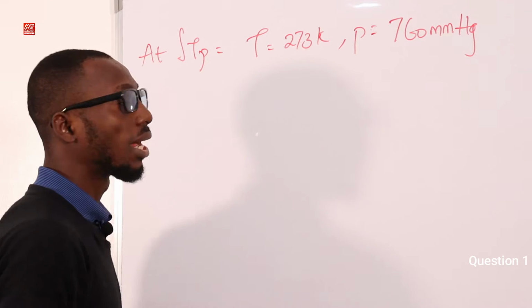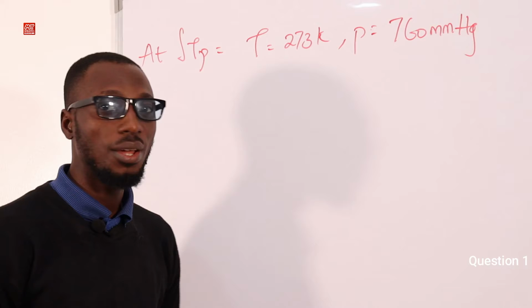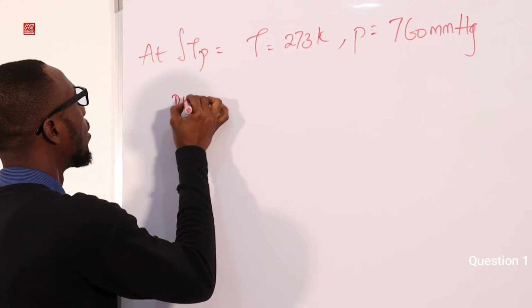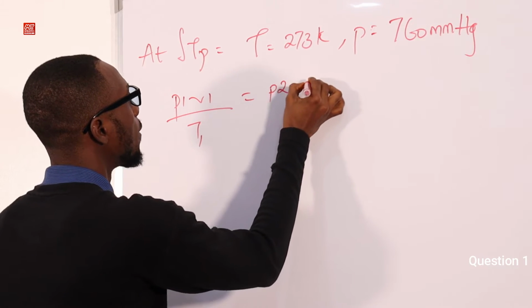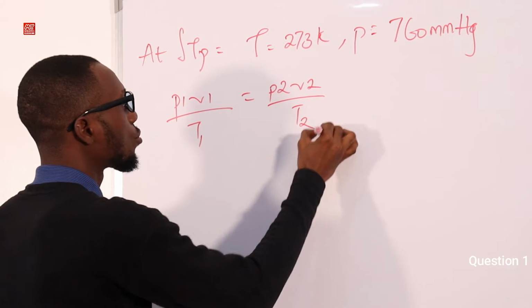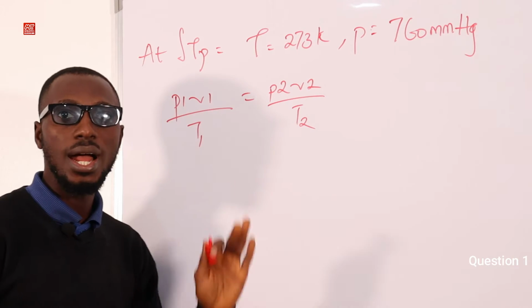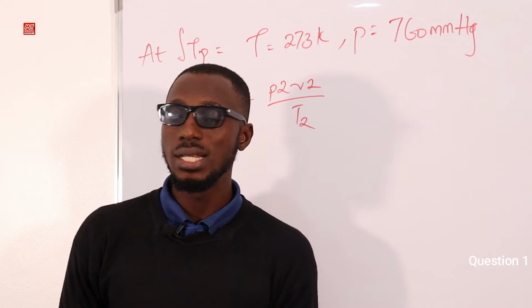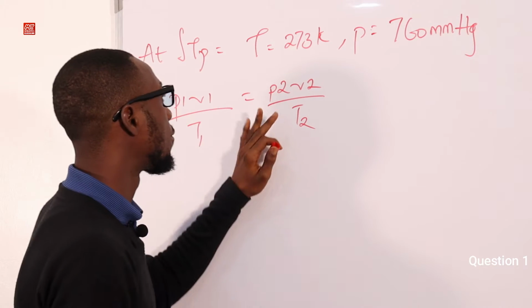So let's bring out the equation or the formula to use. We are going to use the general gas equation, which is P1 V1 over T1 equals P2 V2 over T2. So we are asked from the question to find the V2. How do I know this? What will be the volume of the gas at STP? So we are looking for V2.